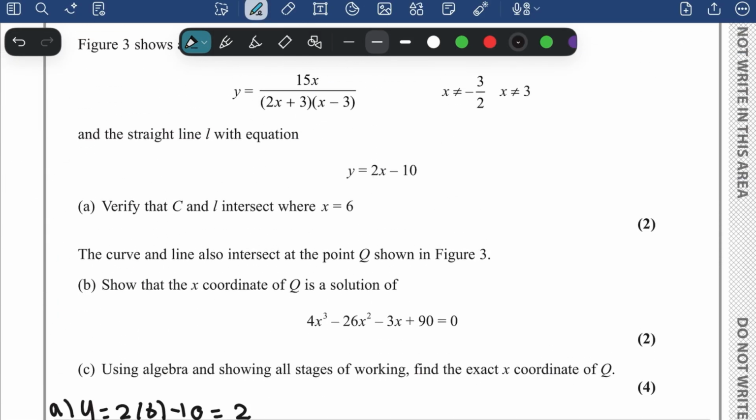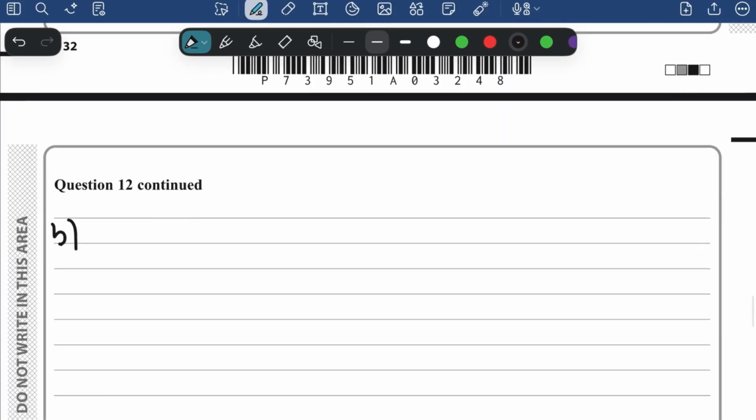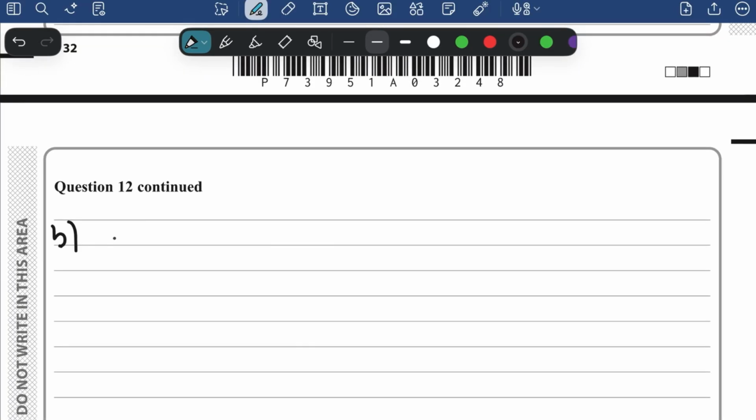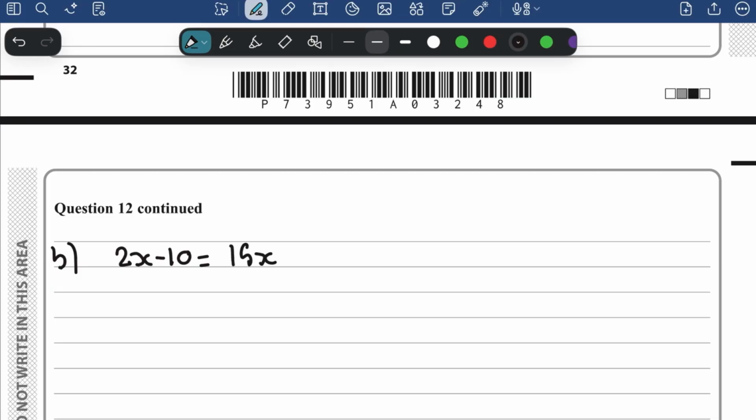So the curve and the line also intersect at point Q, show that x is the coordinate of the solution. Well, if they both intersect at the point, that means their y values are equal to each other, like we've just shown, right? But this time we don't know what the x values are. So we'll just equate them: 2x minus 10 equals 15x over 2x add 3 bracket x minus 3.